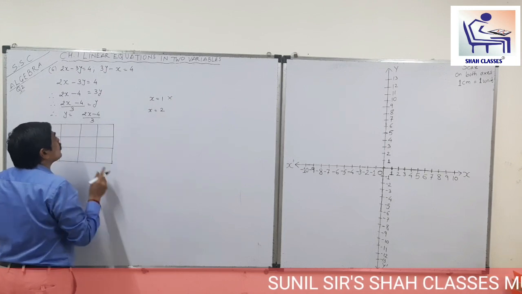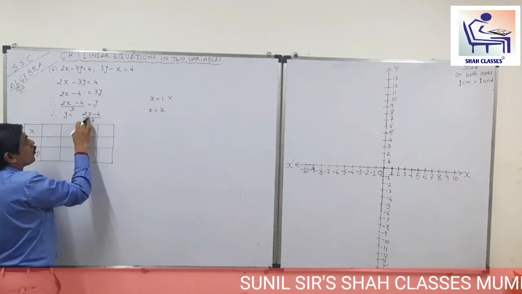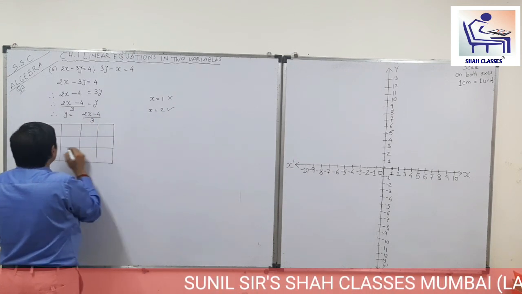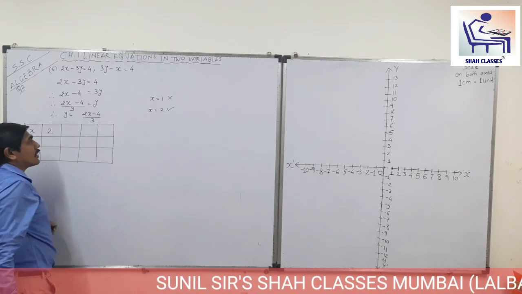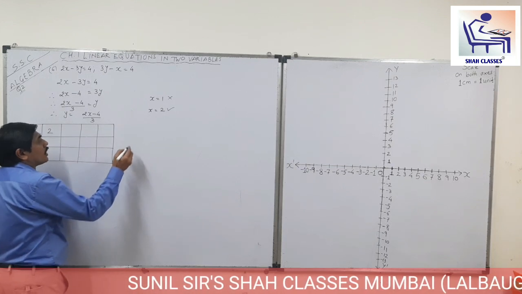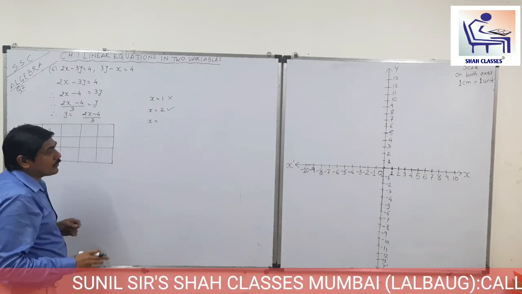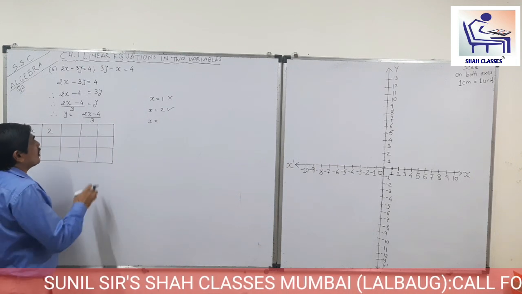Now go for the value 2. 2 2s are 4. 4 minus 4, 0. And 0 upon 3 is 0. So this value is acceptable. I will take this value. Some little bit work. Please remember it will help you to solve this sum in an easier way.